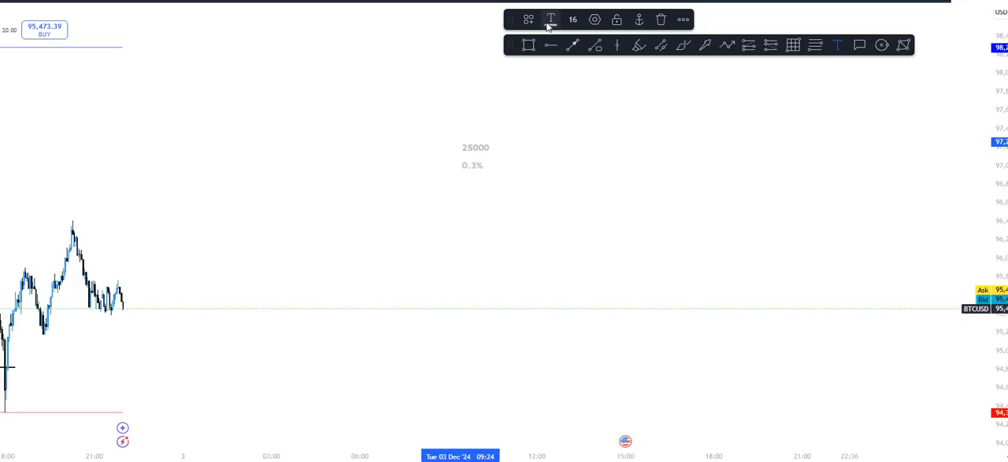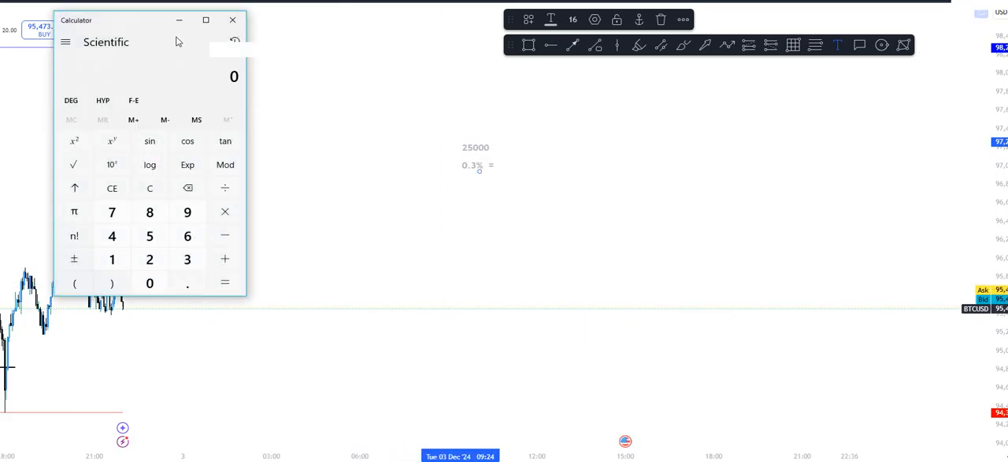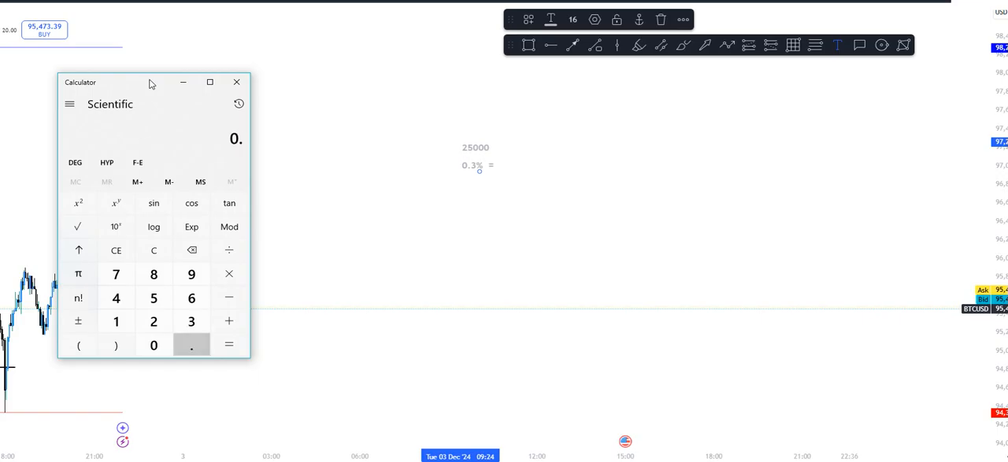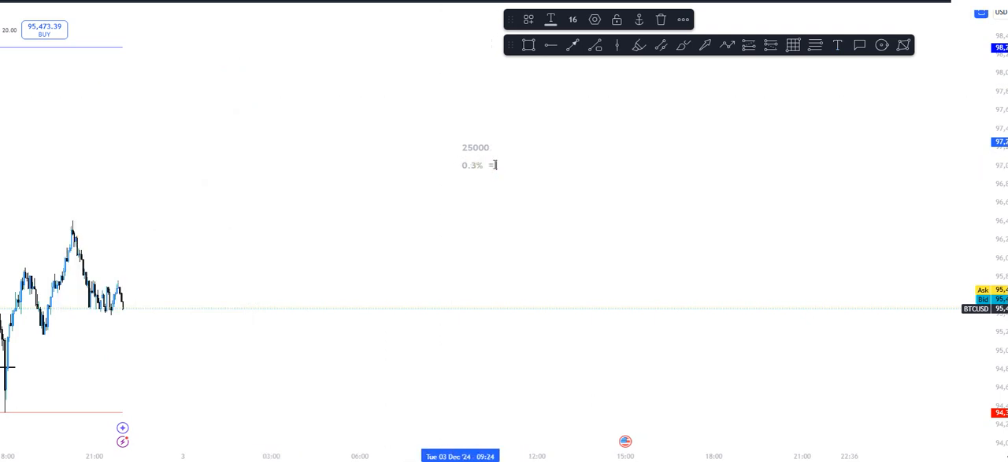Now this 0.3%, if I use my calculator to show you how much it is of the account, we're going to be doing 0.3% divided by 100% multiplied by the account size. So roughly I'll be losing $75 in this particular case, but I'll allow myself a buffer of going to $80. So this is per trade, this is how much I'll be risking per trade.